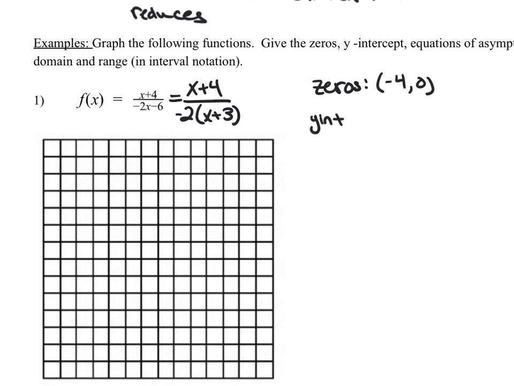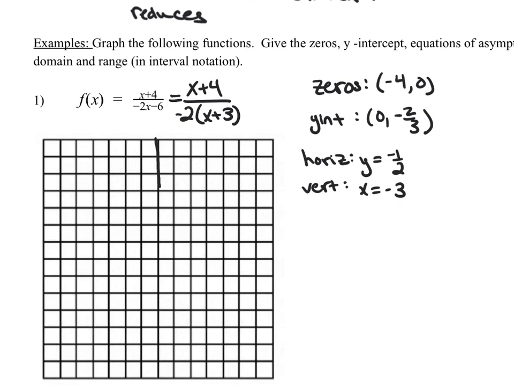The y-intercept occurs when you plug in 0 for x, so we would have 4 over -6, which reduces to -2/3. We have a horizontal asymptote at y equals -1/2 because the degrees of the numerator and the denominator are the same. And then we have a vertical asymptote at x equals -3 because that's the value that would make the denominator 0. So we'll go ahead and graph this.